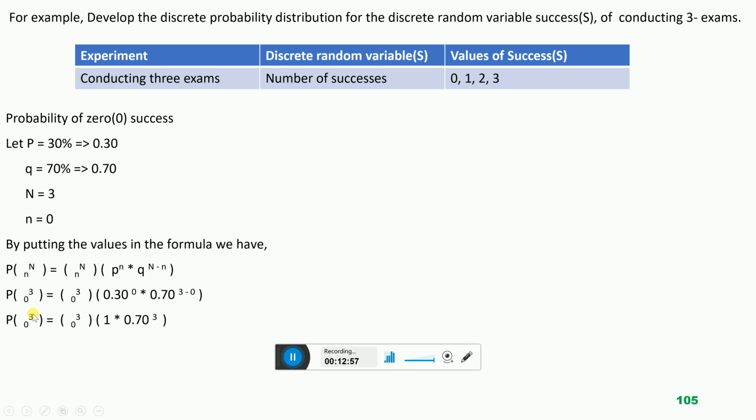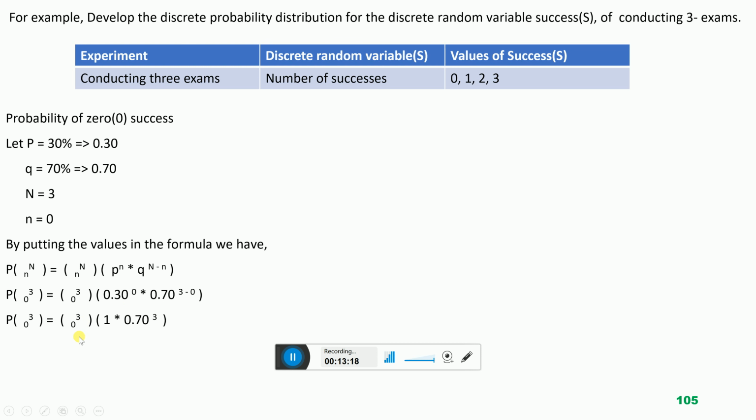And now, anything raised to the power 0 is equal to 1. So 0.30 raised to the power 0 is equal to 1, multiplied by 0.70 raised to the power 3. 3 minus 0 is equal to 3. Now this is very clear, but what does this 30 mean?